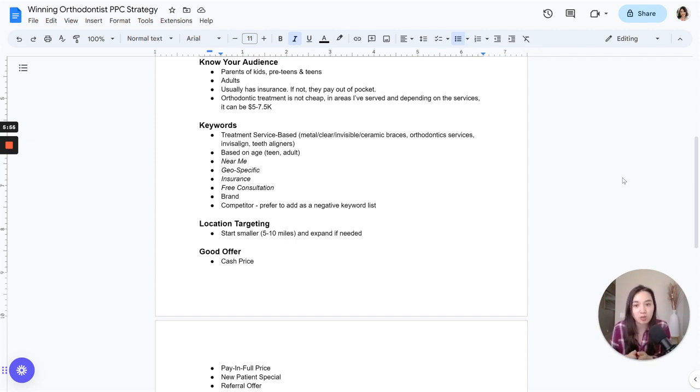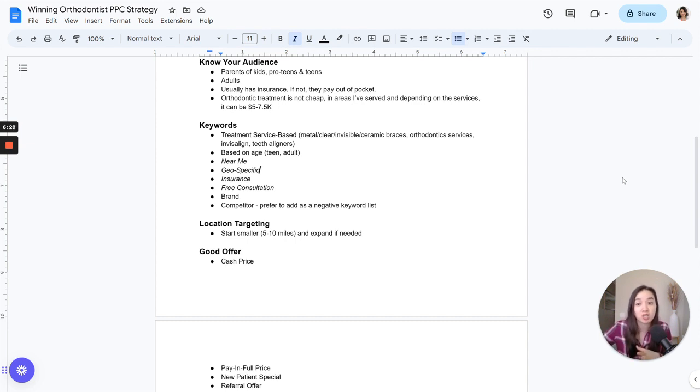The next type of keyword would be competitor. Now, I actually don't recommend putting competitor keywords in the actual campaign as a positive keyword, or a keyword that you would want to target. I would actually put these as negative keywords, because it's very unlikely that you will be able to convert someone looking for a competitor, and they could even be people that are patients of your competitor that are looking to reschedule their appointment. So that's where it starts to get tricky.